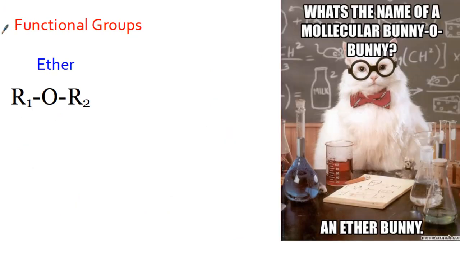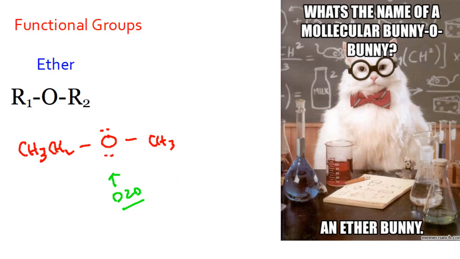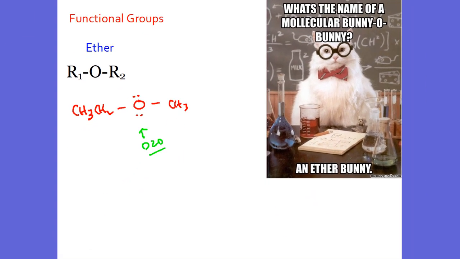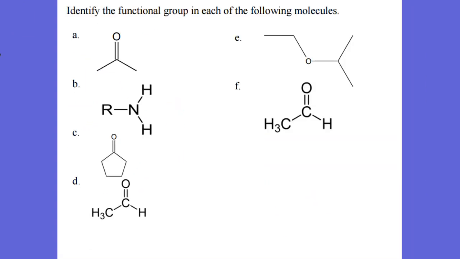Okay. And the last of our functional groups is an ether. An ether is where we have some carbons and hydrogens on one side. We have an O slapped right in the middle. It's kind of like a bridge. And then we have a bunch of different carbons on the other side. Obviously, it's just dipole-dipole attractions, no hydrogen bonding attractions for ether groups. So we can identify all kinds of our functional groups.